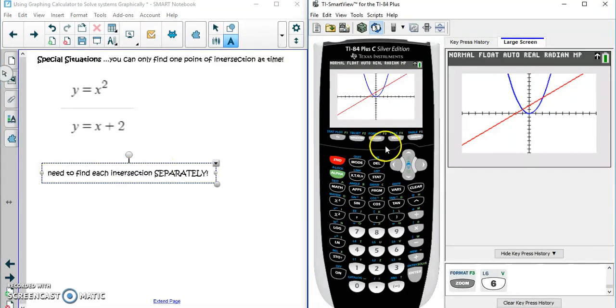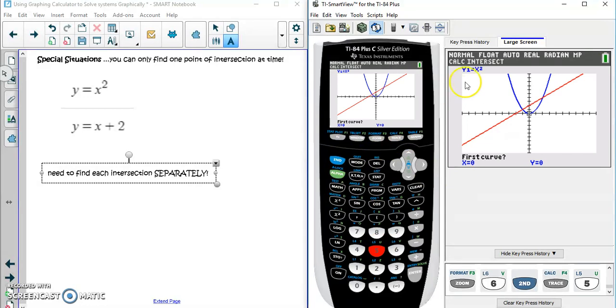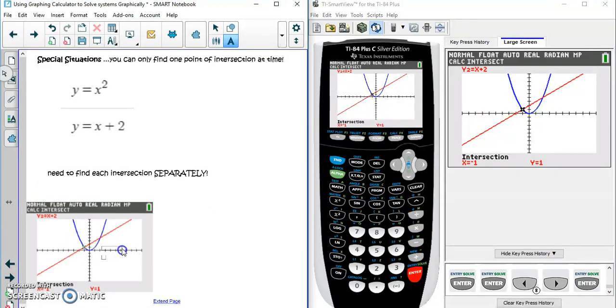If I wanted to find the first point of intersection, second, calculate, I'm going to choose option 5, which is intersect. Yes, this is the first equation, so I hit enter. Yes, x plus 2 is the second equation. But when it touches twice, this is why it asks me for the guess. Which one do you want me to find? If I wanted to find this one, I put my cursor on that one. But it's only going to find that point of intersection.